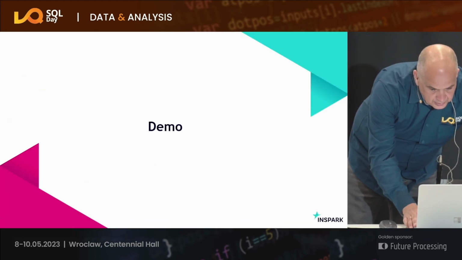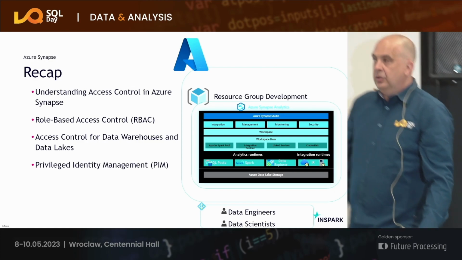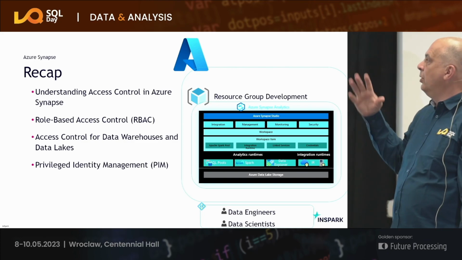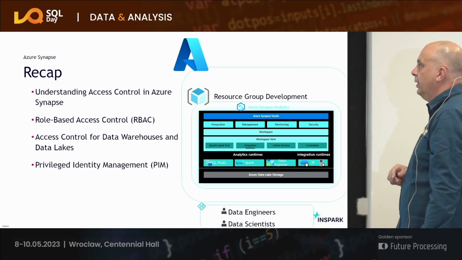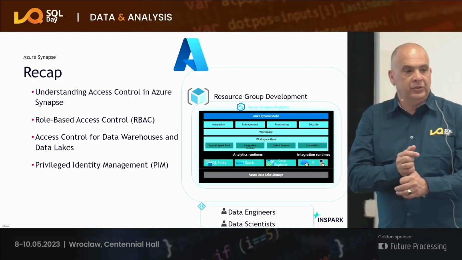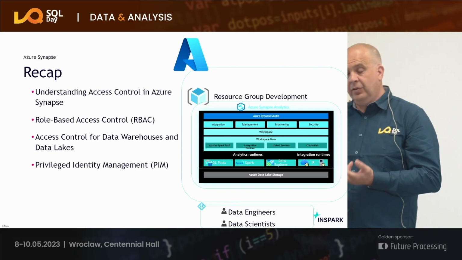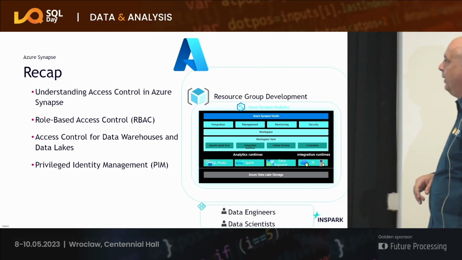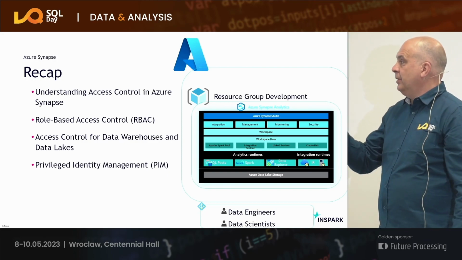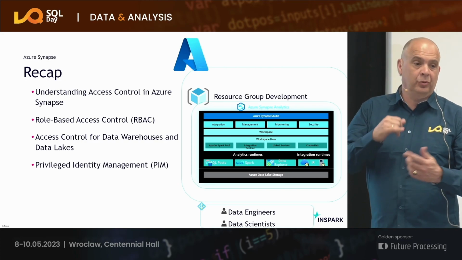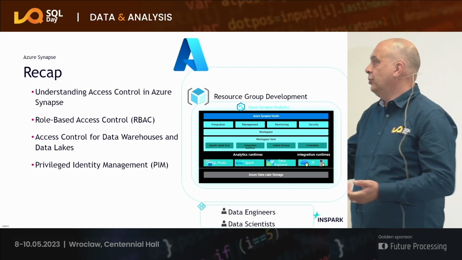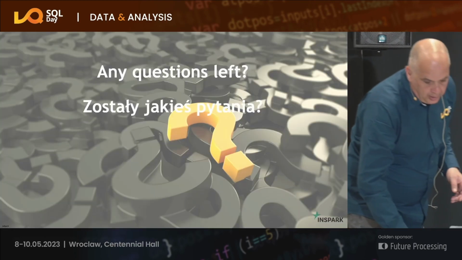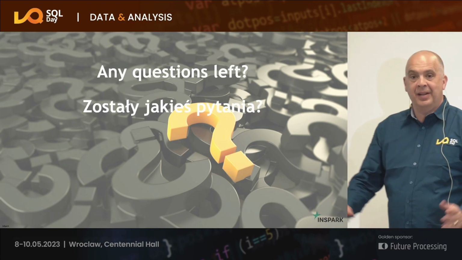I think I'm almost done with my slides. So just as a recap for today, I explained a little bit how you can define the access control in Azure Synapse Analytics. So with workspaces, with workspace items, the different administrator roles, the non-administrator roles, what you need to do for role-based access control. I explained the access control for SQL serverless, but also for the SQL pool. And I explained to you how privileged identity management is working. Are there any questions left? Then I'm happy to answer them.